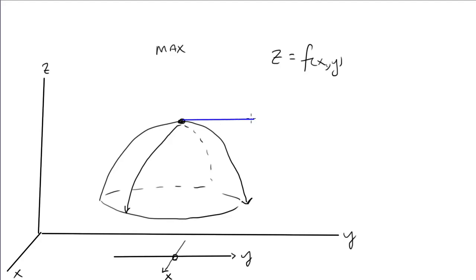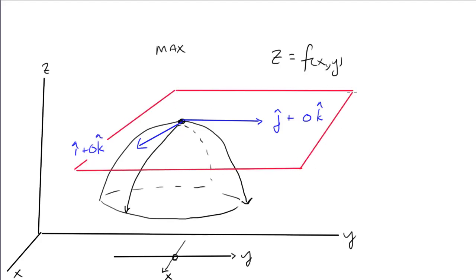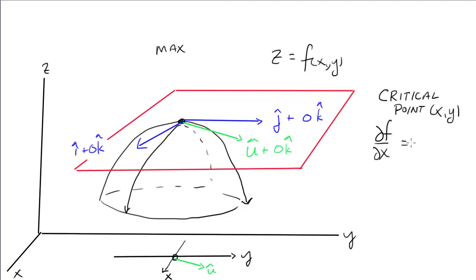We then have tangent vectors. Since it's a critical point, the slope is 0 in every direction. Horizontal tangent plane, horizontal tangent vectors. The definition for a critical point then is one where both partials are 0. Because if both partials are 0, then no matter what direction you're looking at, the directional derivative is 0.